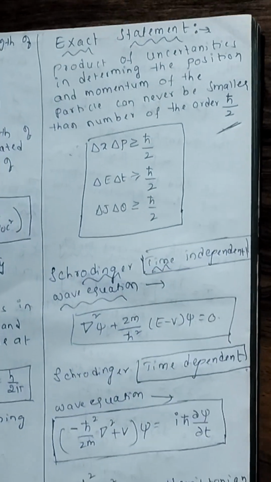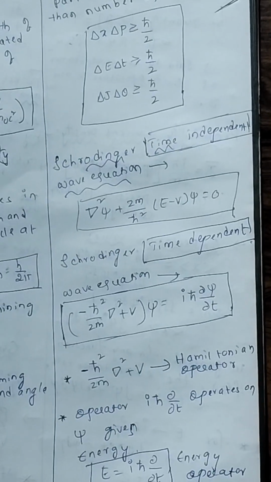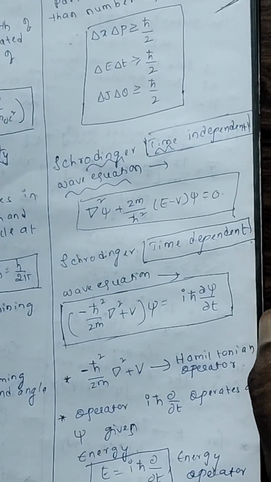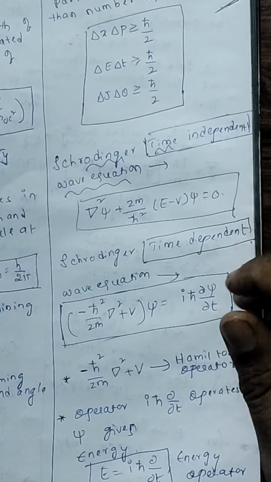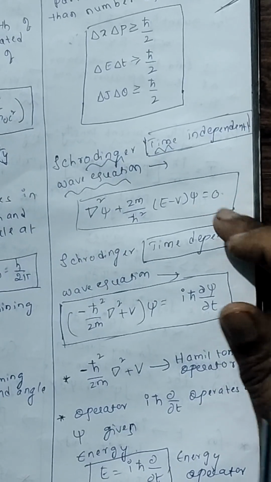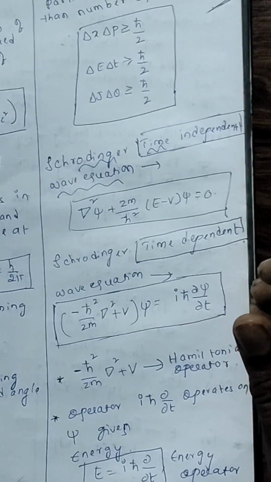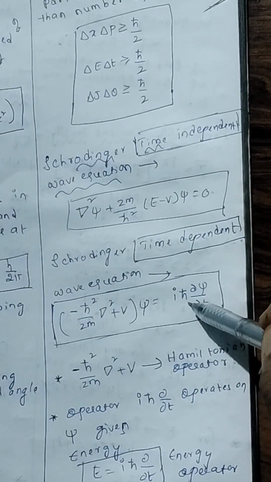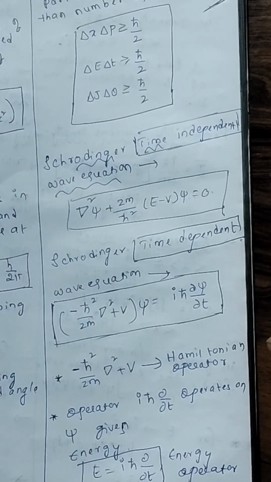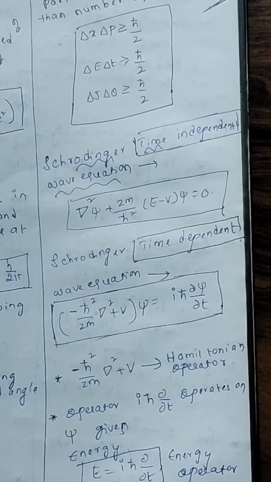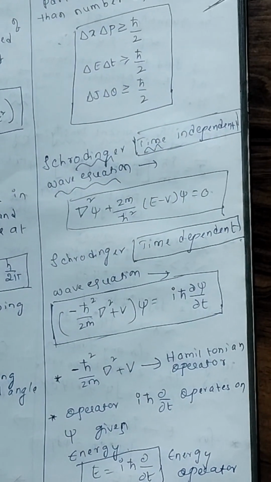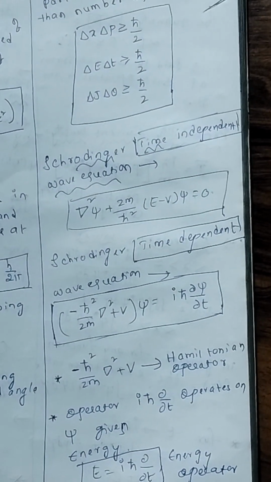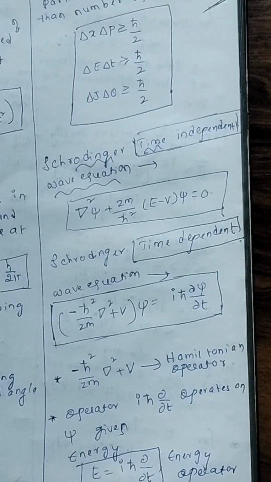Now next, let us go for the Schrodinger time independent wave equation and time dependent wave equation. Remember this, many times in the set exam they ask. In multiple choice, they will give the formulas. You have to identify the exact formula and answer it. Okay. So now, before stating the formulas, let us discuss a general view of Schrodinger wave mechanics.